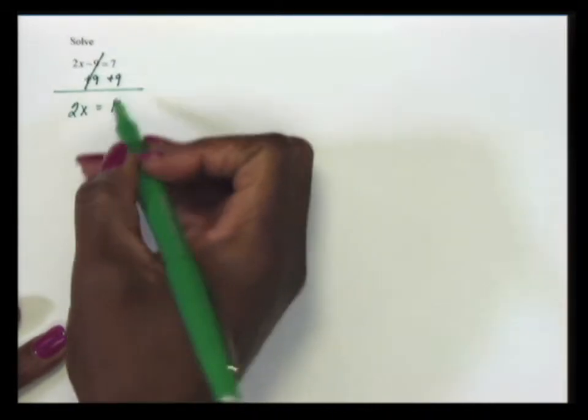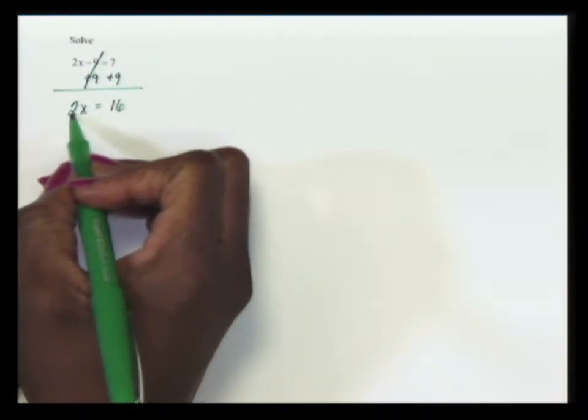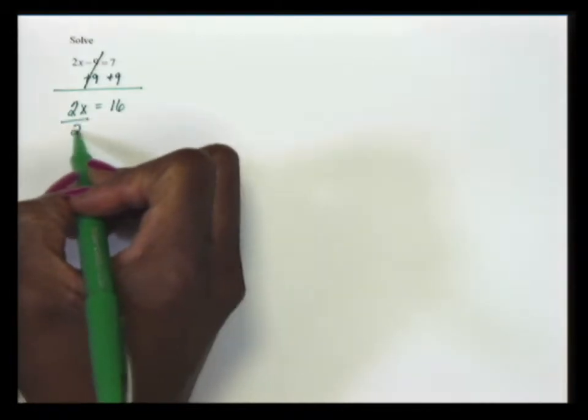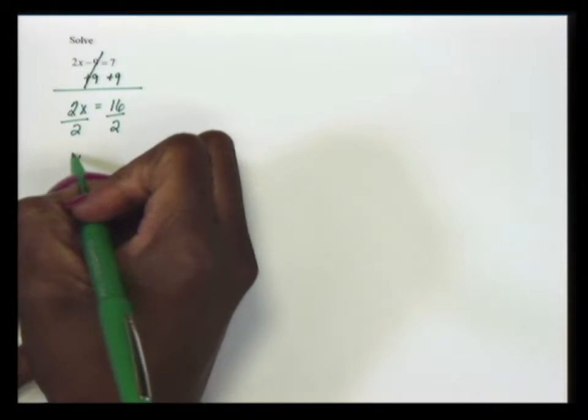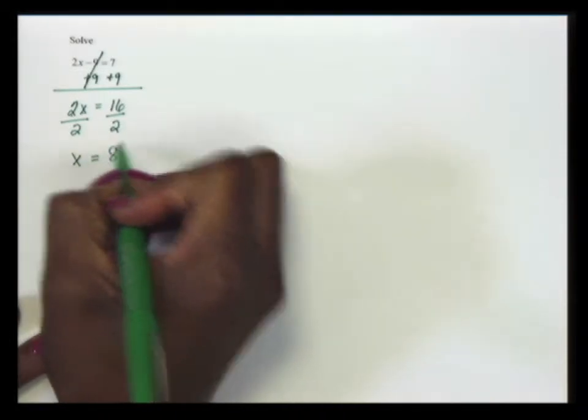The last thing we'll do is we'll divide by the number multiplied to the x. So we'll divide both sides of the equation by 2. The final answer is x equals 8. Let's look at another example. In this example, we have a little more to do.